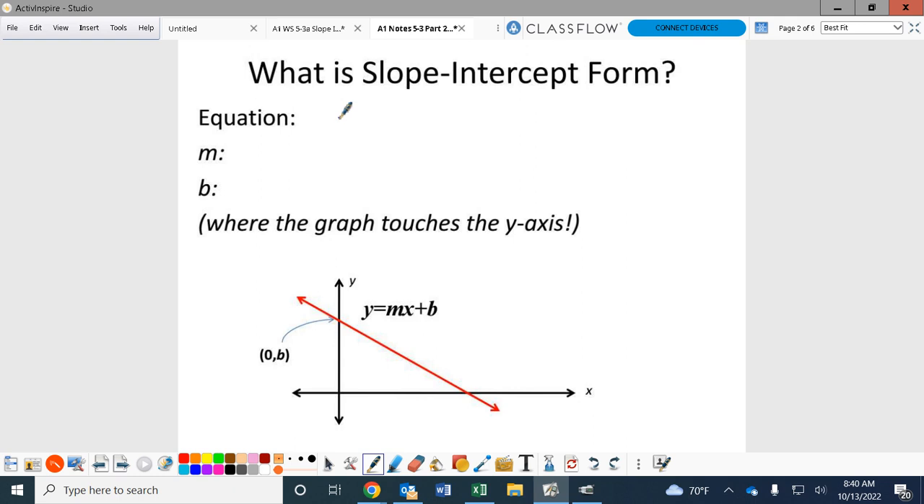Write down the equation. Guys, slope-intercept form is what? There you go. Y equals mx plus b. What does the m represent? Slope.